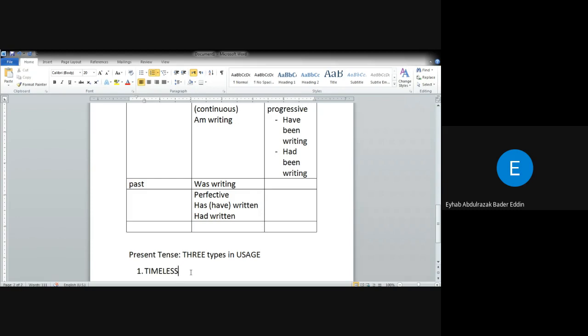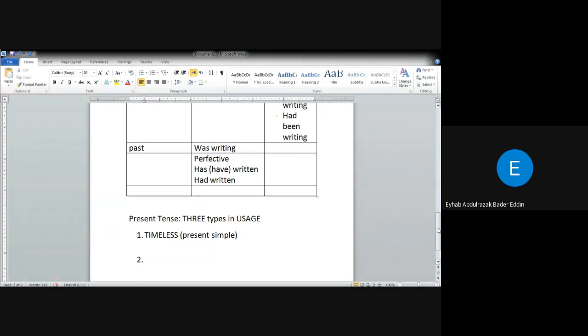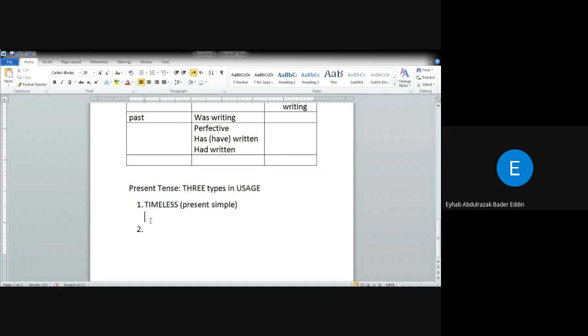When we talk about timeless, we express timeless sentences by using present simple. I know I'm dealing with tenses in a different way than the way it is usually explained in grammar books, but I try to go a bit deeper into the content because you are specialized in translation, right? So I want to provide you with more profound, deeper meaning of these concepts.